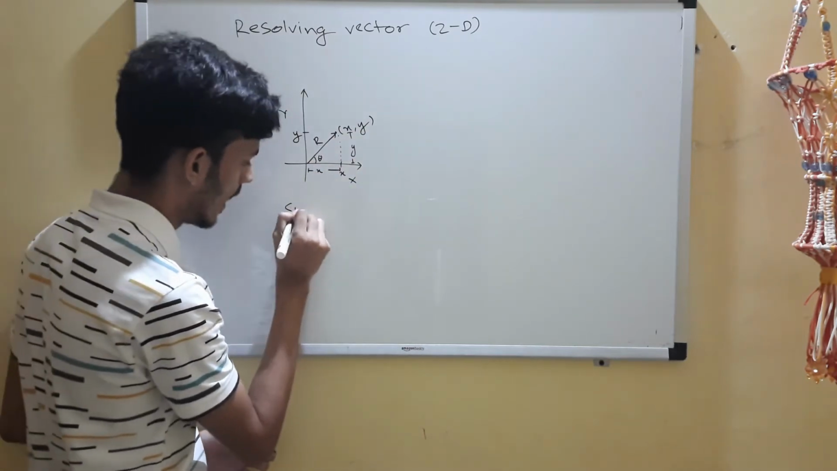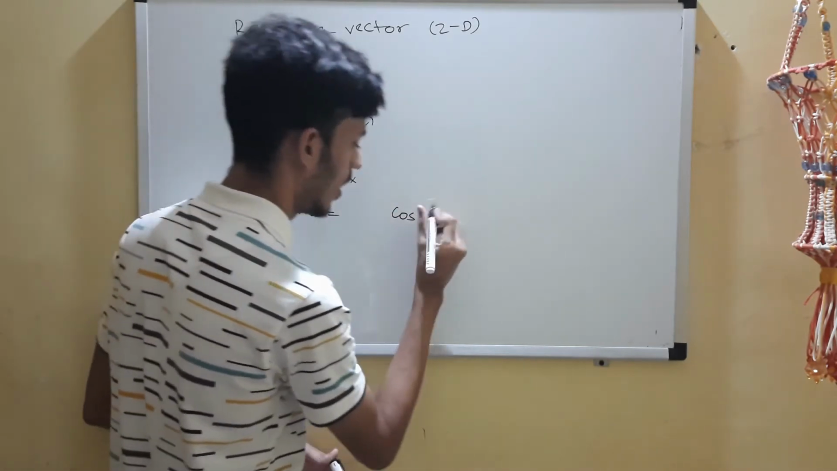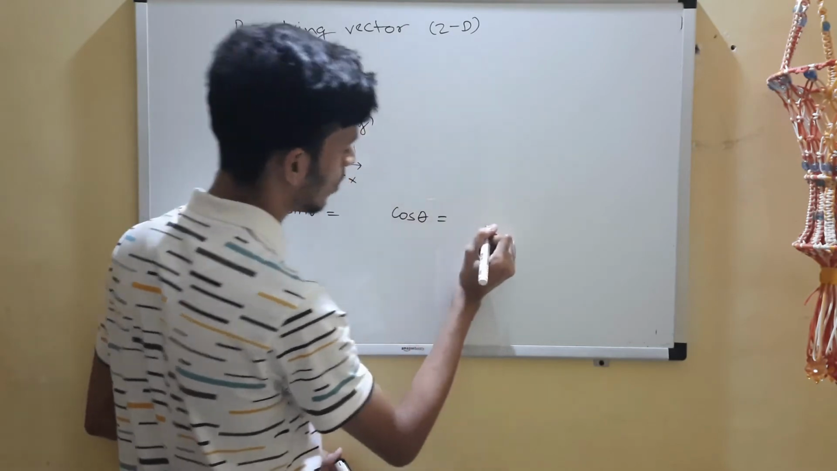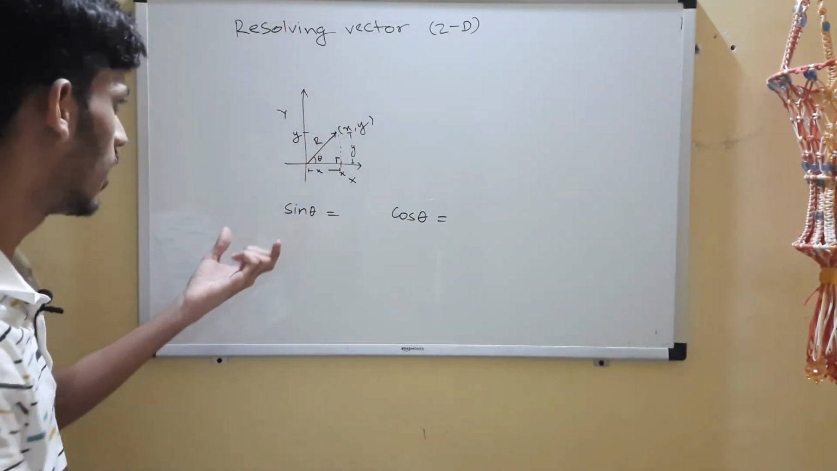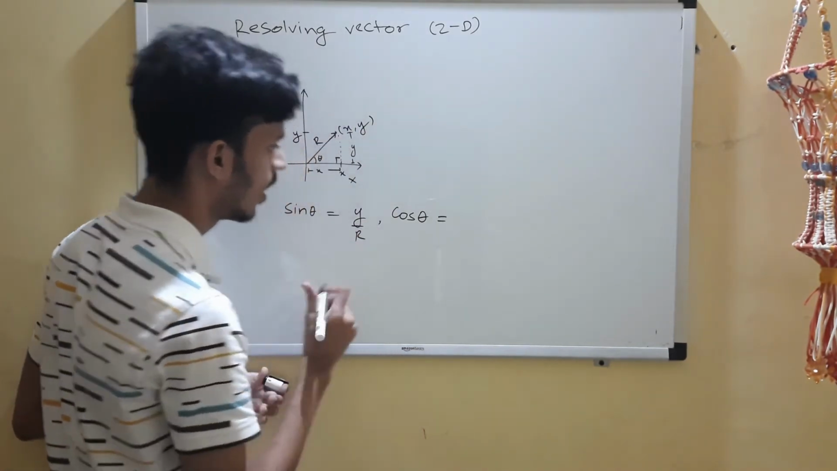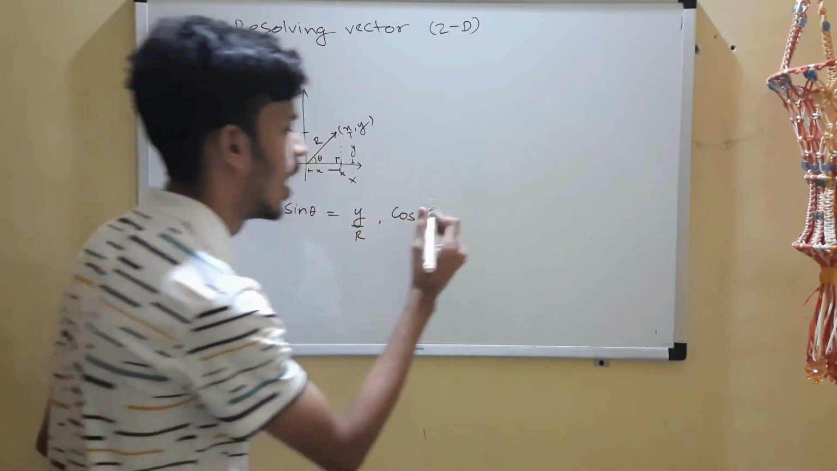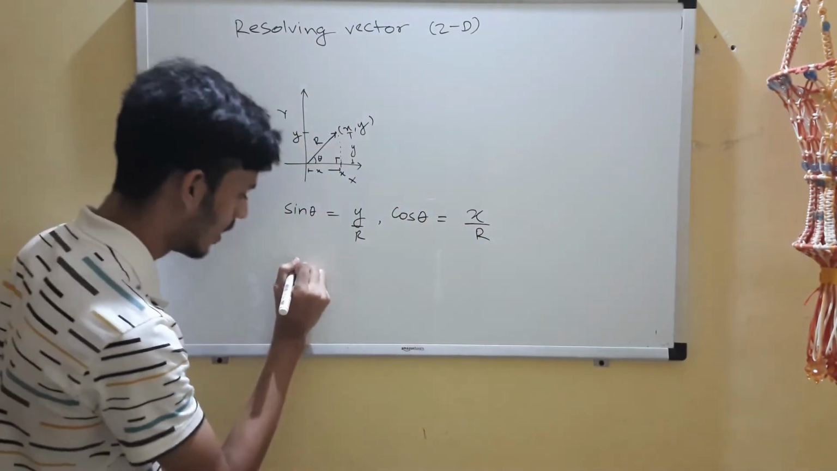Okay, now write sine theta and cos theta in this triangle. This is a right angle triangle. So write sine theta and cos theta, and you'll note an amazing thing. Sine theta, if you see, is opposite upon hypotenuse, so y by r. Cos theta is adjacent upon hypotenuse, so x by r. Now get the values of that.